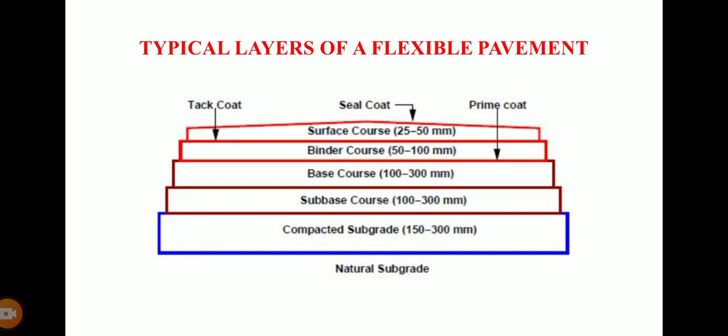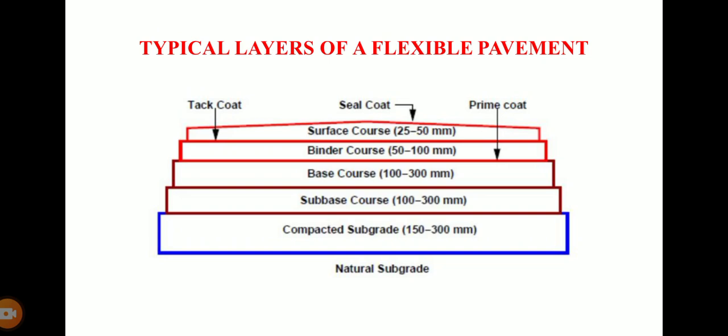Above that there will be a base course, 100 to 300 mm, over which there will be laying of a binder course, 50 to 100 mm, and the top layer will be a surface course, 25 to 50 mm. And above the surface course, there will be provision of a camber if you want. Okay, binder course is also called a prime coat, whereas surface coat is also called a tack coat.